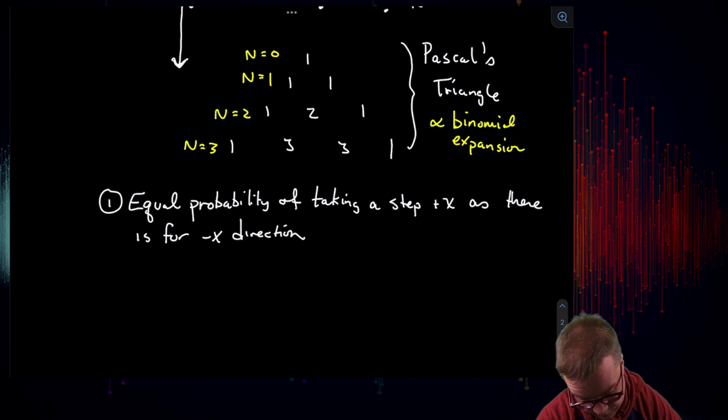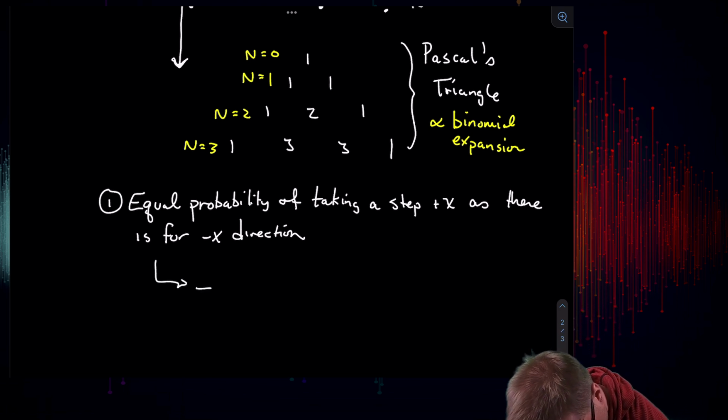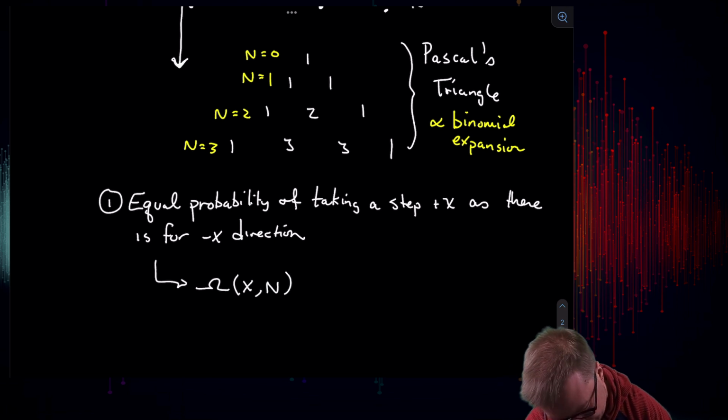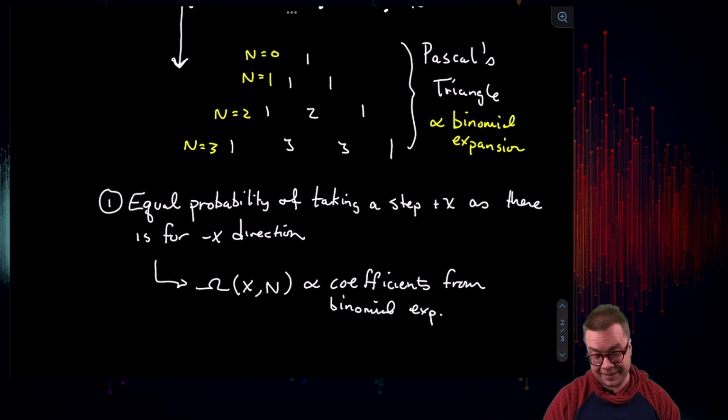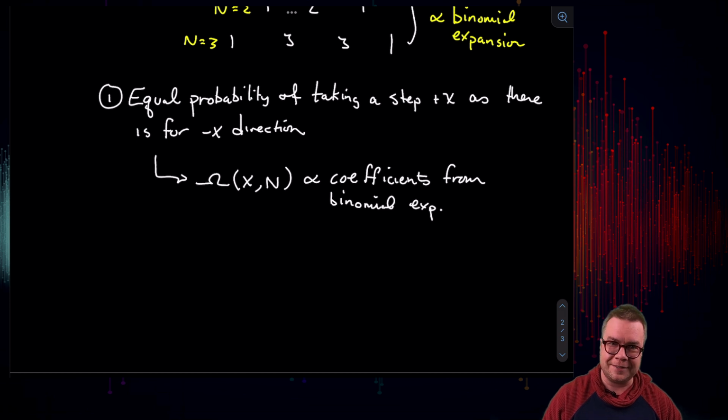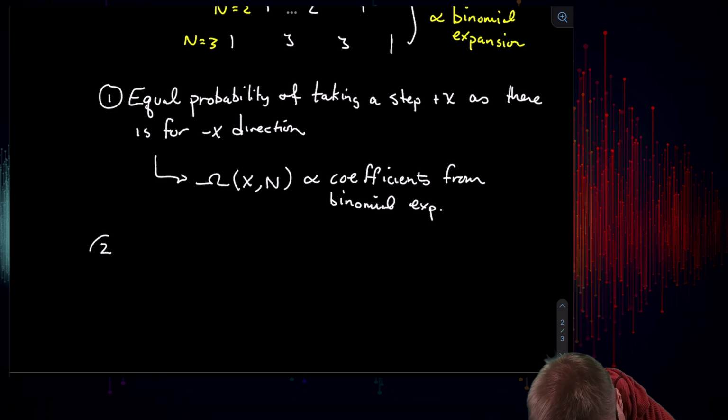If that's true, then that means that the number of microstates for each position x after n steps is related to the coefficients from the binomial expansion. Okay, so that's one reason that they make you do this when you take algebra, right? This is useful. It comes up in a number of different places throughout science.